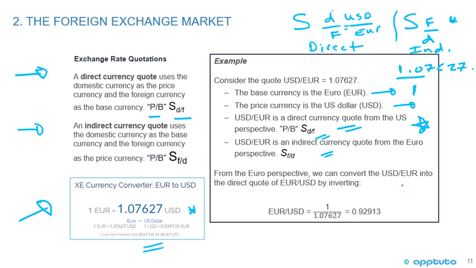So from the euro perspective, we can convert the US dollar over euro into the direct quote by inverting. So this is what we were talking about in terms of the reciprocal or the reversing. So now to get euro over US dollars, we just do 1 divided by 1.07627, and we're going to get 0.92913. Okay? So again, that would be 1 US dollar, because now we have the US dollar in the denominator. 1 US dollar is going to buy me 0.92913 euros.